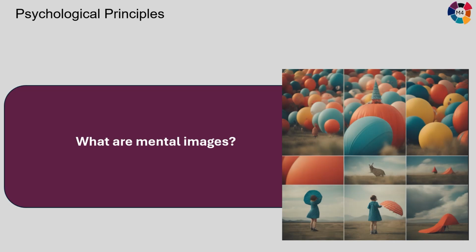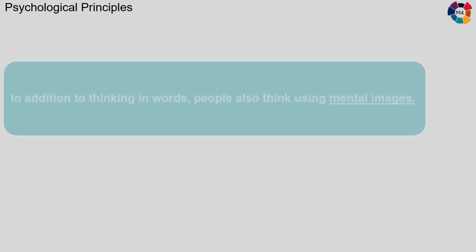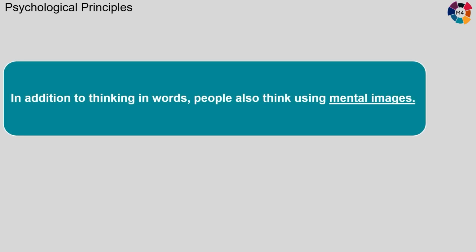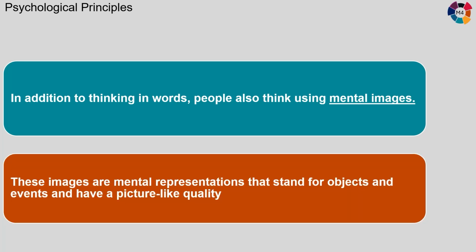So, what are mental images? In addition to thinking in words, people also think using mental images. These images are mental representations that stand for objects and events and have a picture-like quality.